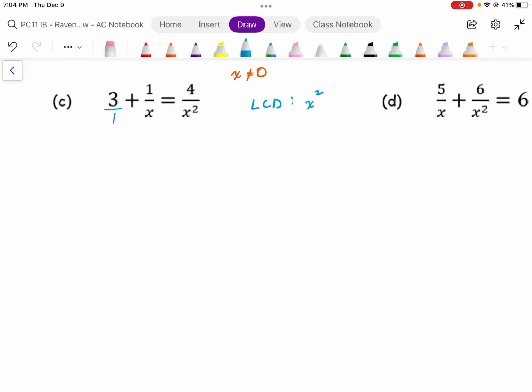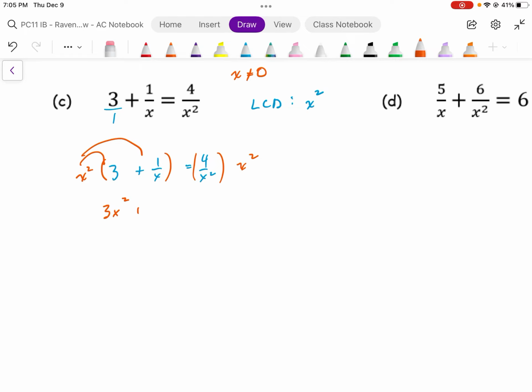So once I do that, I'm just going to simply write out my equation again. And I'm going to multiply both sides by my lowest common denominator, which is x squared. Now be careful when you do this. Make sure that you're distributing that multiplication. 1, 2. X squared times 3 is 3x squared.